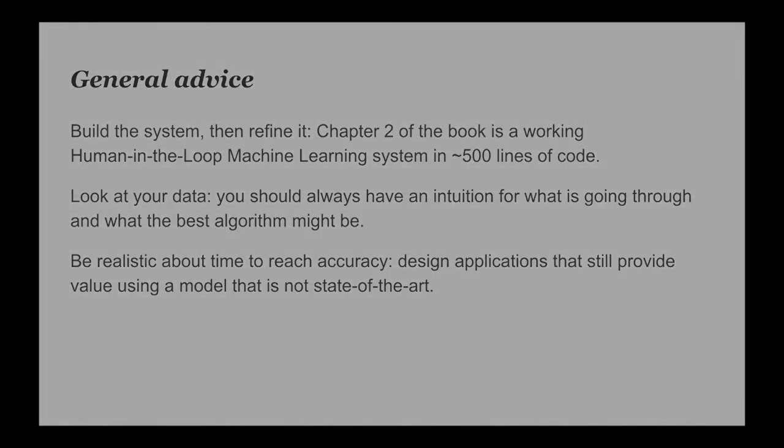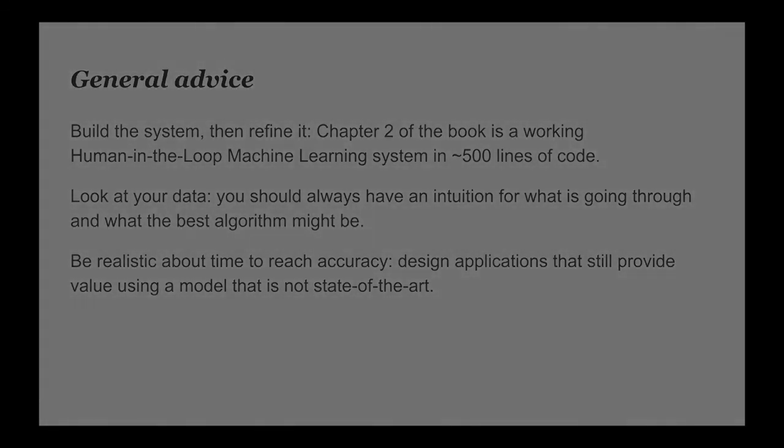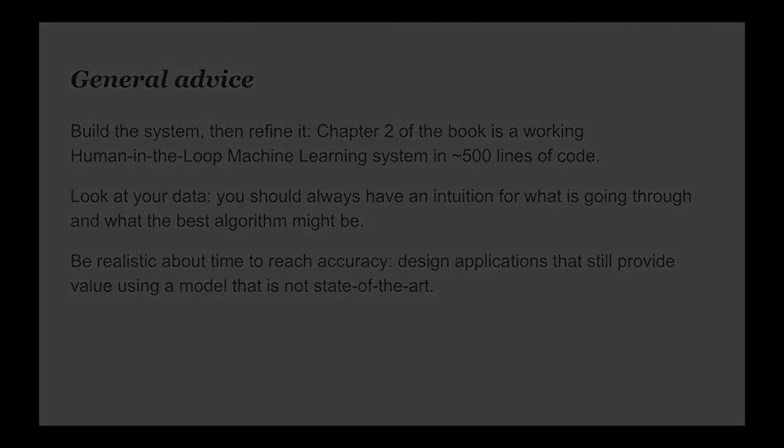Finally, I'd advise to be realistic about time to reach accuracy. It's really hard in advance to predict what level of accuracy you're going to have from your model downstream. So if you can think of a way to productize your human-in-the-loop system that provides value from the get-go, then you're going to be in a position for success.